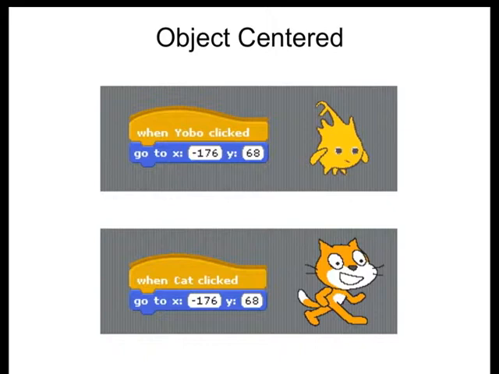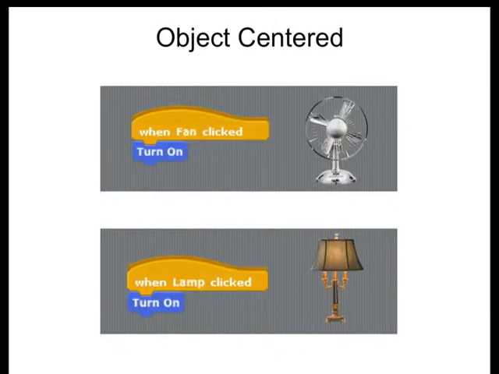Those blocks that are in the sprite scripting area correspond only to that device or that sprite. So that means that the same blocks that control the yobo do not control the cat, and the cat's blocks do not control the yobo. So in our prototype, we have each device as a sprite in Scratch. So when you go to programming in Scratch, you'll have a turn-on block that will only correspond to the fan, and a turn-on block that will only correspond to the lamp, and these two turn-on blocks won't interfere with each other.